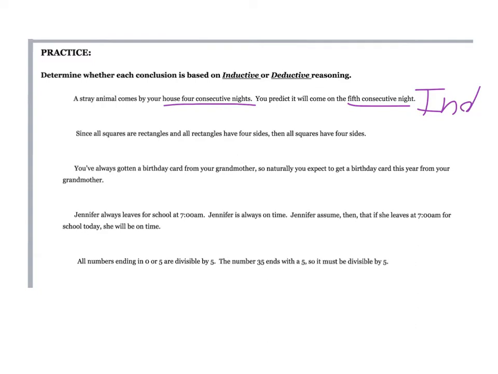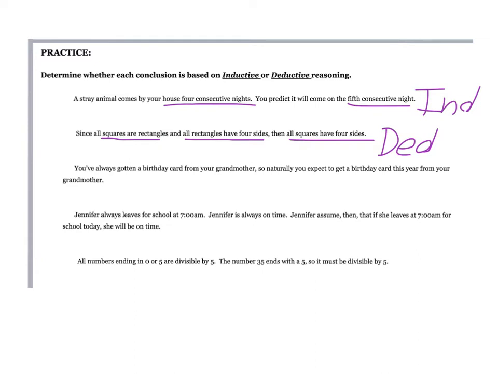Since all squares are rectangles, and all rectangles have 4 sides, then all squares have 4 sides. Well, this is based on a true statement that all squares are rectangles, and the true statement that rectangles have 4 sides, to come to another true statement that squares have 4 sides, making that deductive.